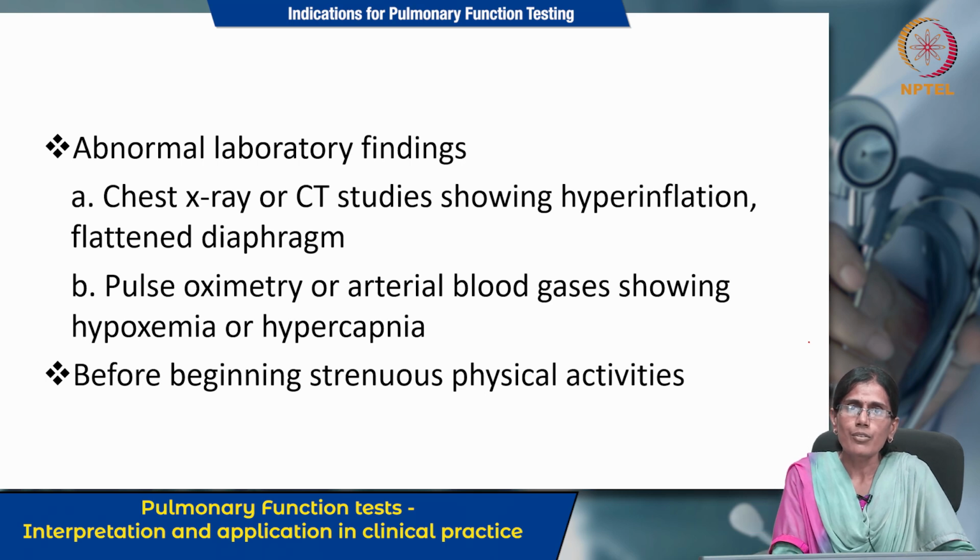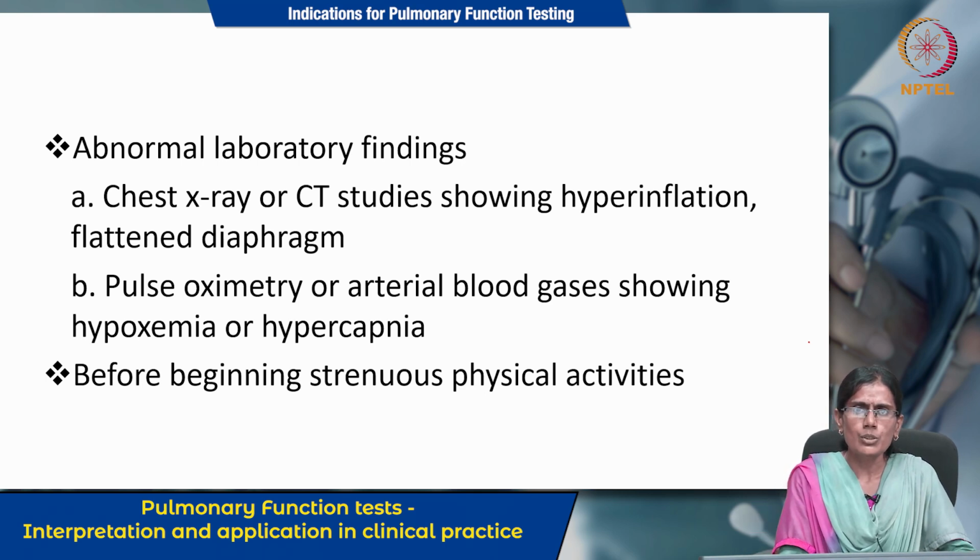Next one is, we have done some lab that shows abnormalities. You have done X-ray chest or CT thorax for some problem. It showed that the patient has flattened diaphragm or hyperinflation or some other findings. Both hyperinflation and flattened diaphragm are associated with emphysema, a subtype of COPD. Pulse oximetry or arterial blood gas analysis showing hypoxemia. Hypoxemia is nothing but reduced O2 level, or hypercapnia. That means increased level of CO2 within the body.